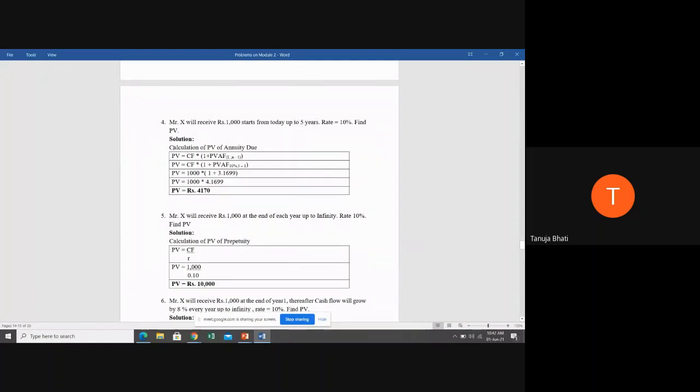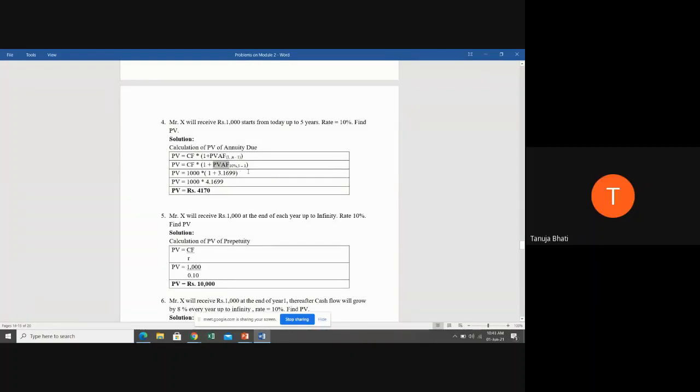So what is the formula to calculate the present value of annuity due? To this annuity factor, you have to add 1, and from N, you have to minus 1. So substituting the figures in the formula, the cash flow is 1000, into 1 plus. Now students, which particular table am I going to see for present value annuity factor? Can anyone tell me first? Table number 4. Very good.